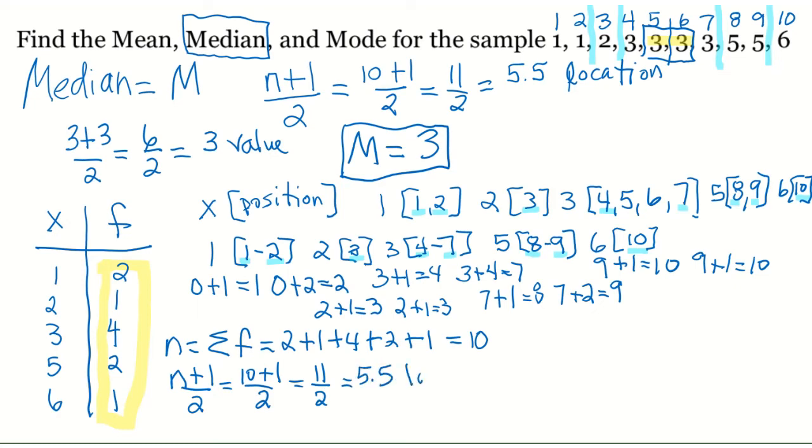So once again, this is the location. So I want to know out of these boxes, which box is going to contain this number 5.5? So I know that 5.5 is going to be right here. It's going to land right here in between the 5 and the 6, which tells me that 3 is going to be my middle value.